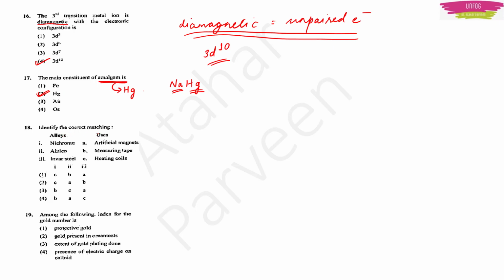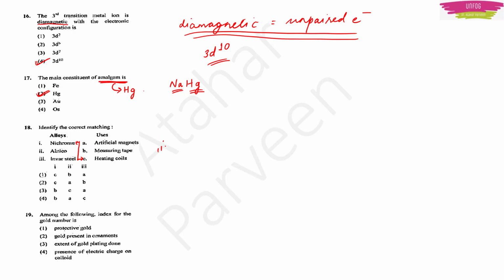Now next, identify the correct matching. We have alloys and their uses, and we have to match these. First we have nichrome. Nichrome wires are used in making heating devices, because nichrome wires do not get oxidized easily and they have very high resistance. So nichrome can be used in making heating coils, right?